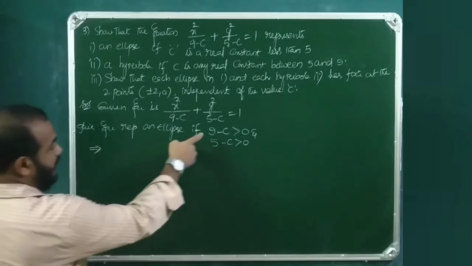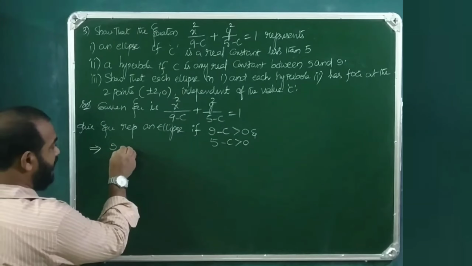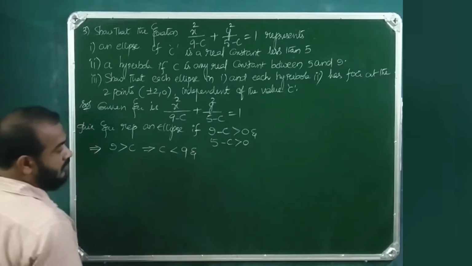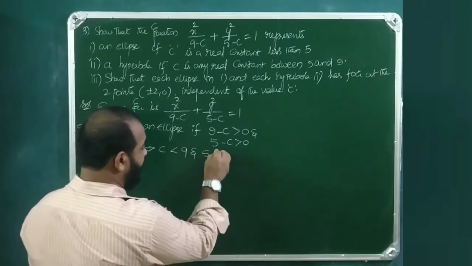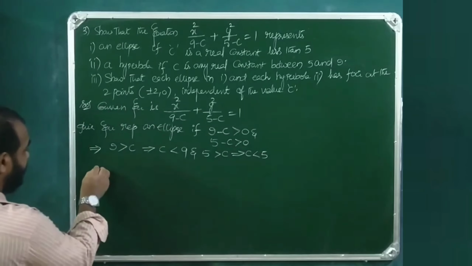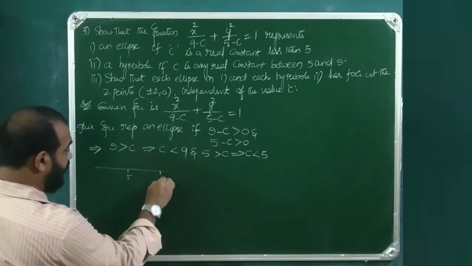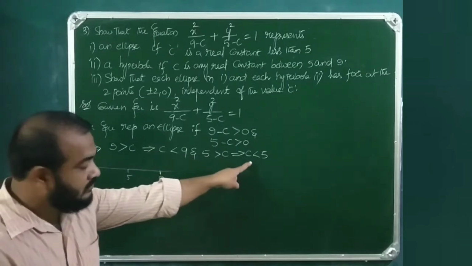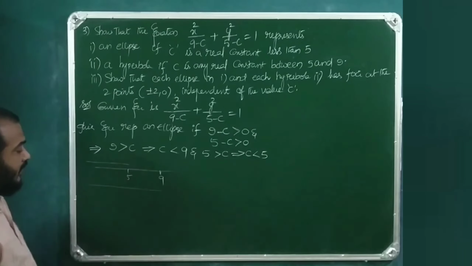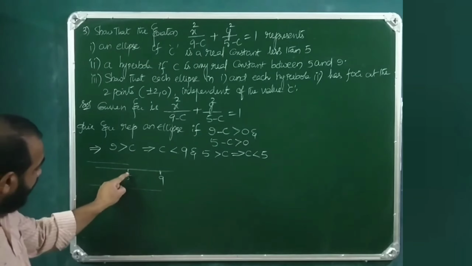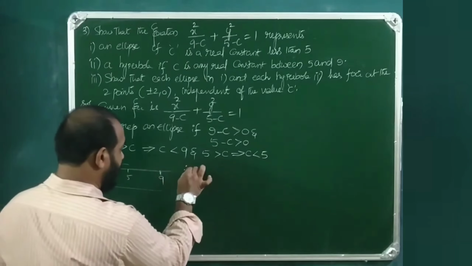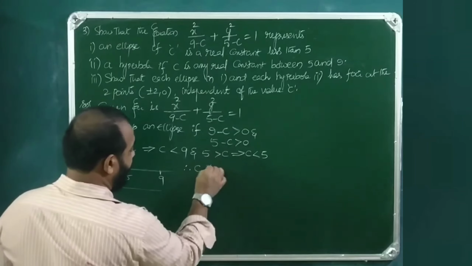So from this, 9 minus c is greater than 0, 9 is greater than c. In other words, c is less than 9. And 5 minus c is greater than 0, so 5 is greater than c. Otherwise, c is less than 5. That means this is 5 and this is 9. The c value is less than 5 and c value is less than 9. That means c is less than 5 in both these conditions. Therefore, c is less than 5.